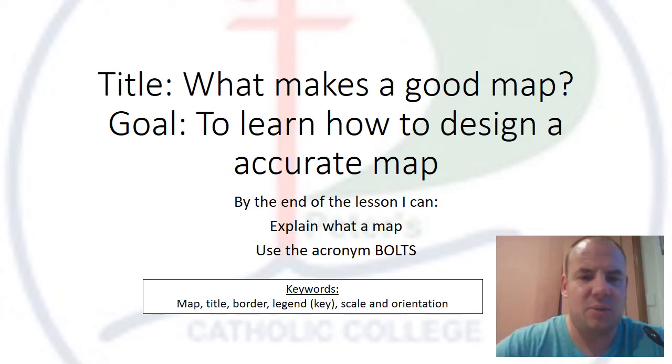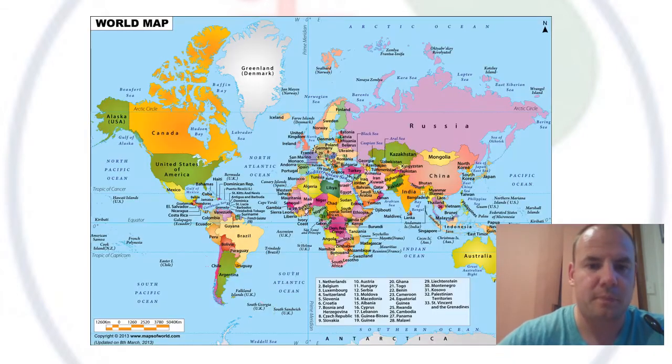Okay, today's lesson we're going to look at what makes a good map, and then our goal is to learn how to design a map that's really accurate and that one that everyone can use. So by the lesson I want you to explain what a map is and then use the acronym BOLTS. We've got some key words there: map, title, border, legend or a key, scale and orientation, and that's what we're really going to focus on.